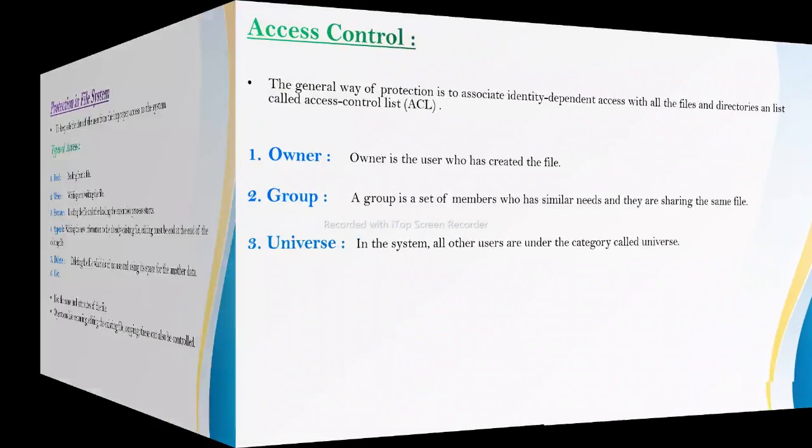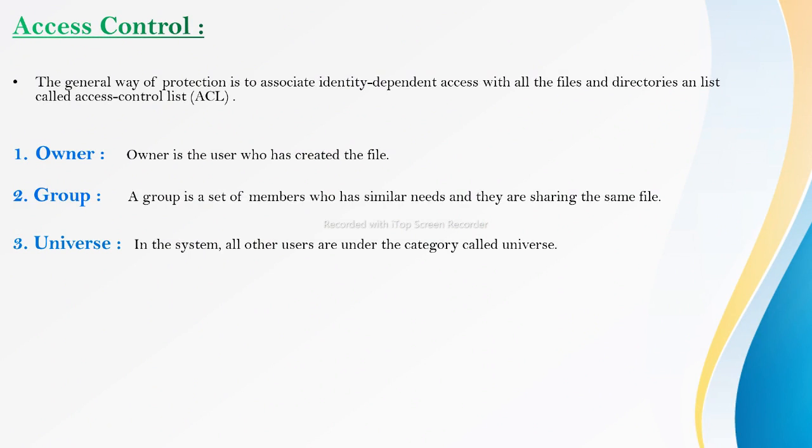Now, there are some access controls for file protection. The general way of protection is to associate identity-dependent access with all the files and directories, called an access control list or ACL, which specifies the name of the user and the types of access associated with each user. The main problem with the access list is its length. If we want to allow everyone to read a file, we must list all the users with read access.